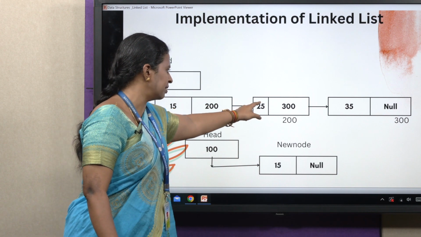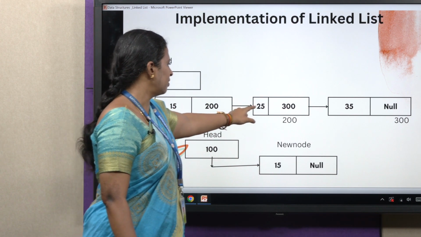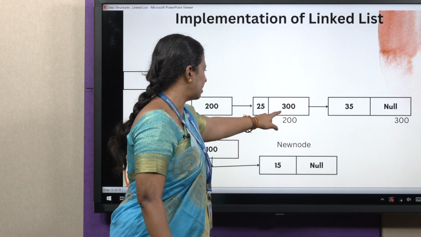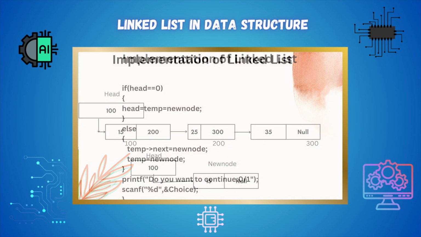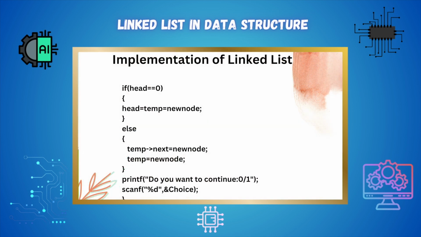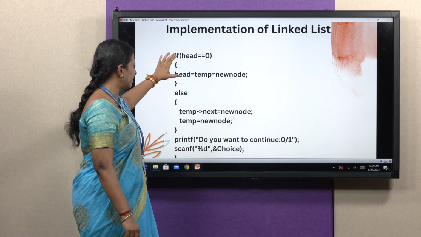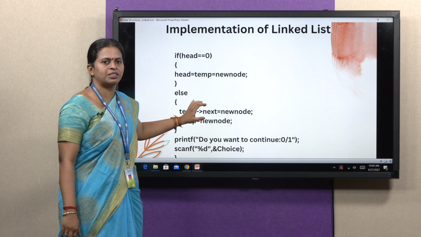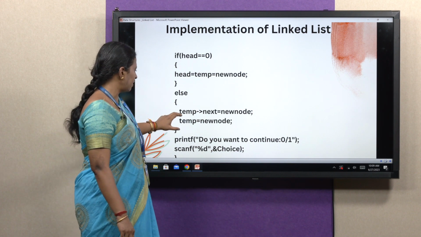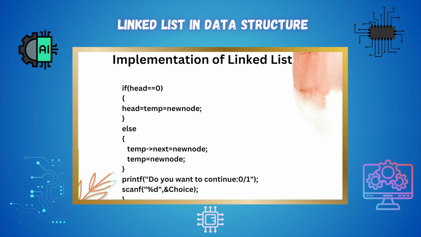So temp will come here, and what are we doing here? We are storing this 300 from the next node. Initially it is null. So here, head is equal to temp is equal to new node. Else, if the head is not equal to 0, then we are going to create the second and third nodes consecutively. So here, temp next is equal to new node.